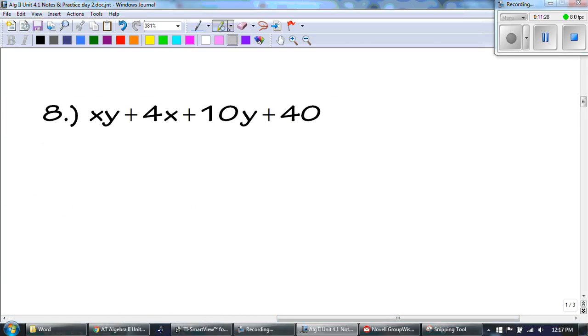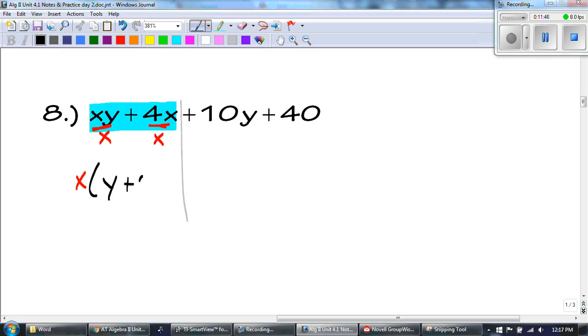All right, number 8. Check first, can I take a GCF out of everything? And I can't. So looking at the blue, the only thing they have in common is an X. So the X comes out, and we're left with Y plus 4. With my yellow group, I can take out a positive 10. And then we're left with Y plus 4.